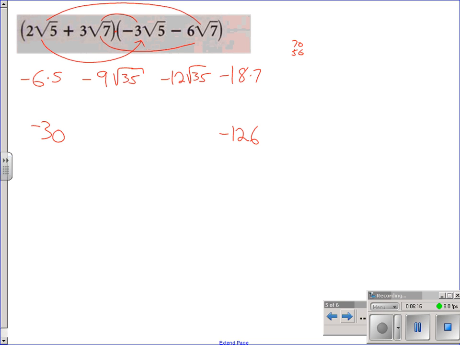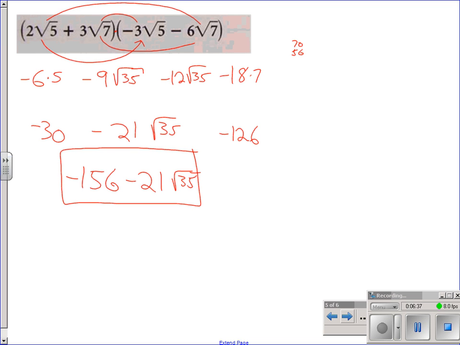Now, these inside terms combined, they're the square root of 35s. Those are like terms. We've got a negative 9. We're subtracting 12 of them. That's a minus 21, square root 35s. Negative 30 minus the 126 is a negative 156 minus the 21, square root 35. That's all we can do to simplify this one. So it's just FOIL, essentially.